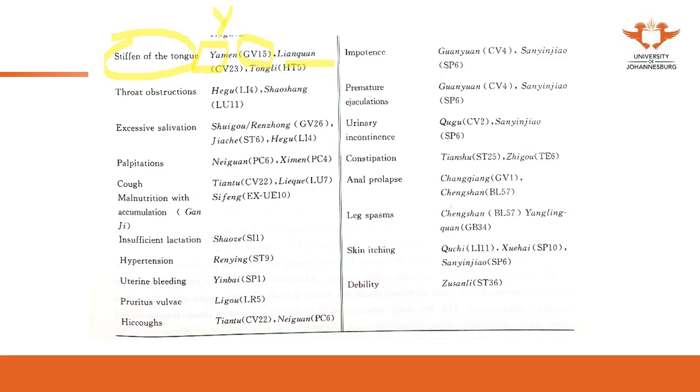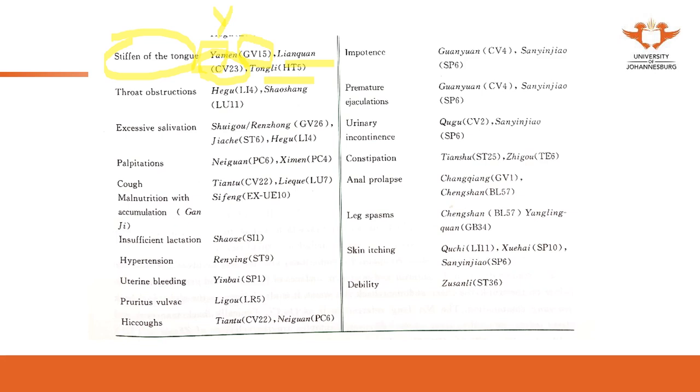Lianquan, the local points. The tongue is the orifice of the heart, so you can use points on the heart meridian to treat the tongue's problem. Lianquan, in our practicals, we also will introduce how to insert needles from Lianquan. The three needles, not Lianquan, but the upper Lianquan.